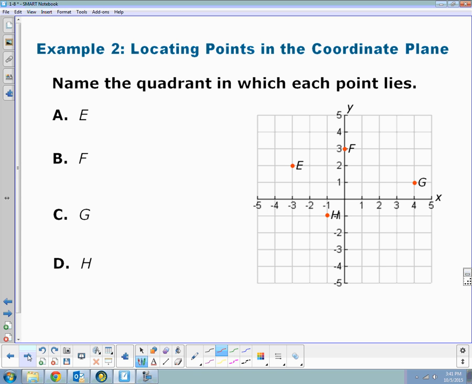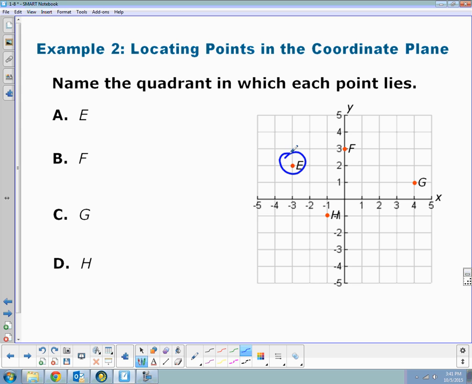So locate the points on the coordinate plane, name the quadrant, which quadrant is the point in, and then I also would like you to tell me what the coordinate is for that point. So put it down as an ordered pair. Pause it, try this on your own. Assuming you paused it, assuming you tried it on your own. So if I'm going to try and find the point E, there it is right there.